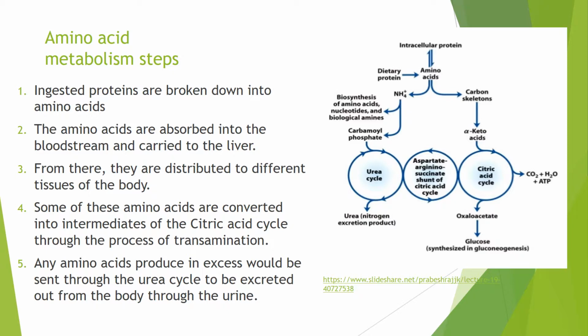One example of this is that some of these amino acids are immediately converted into intermediates of the citric acid cycle, which is one major important cycle used in the production of ATP, or energy, for the body. Any amino acids that end up being produced in excess would be sent through the urea cycle, to be excreted out of the body through the urine.